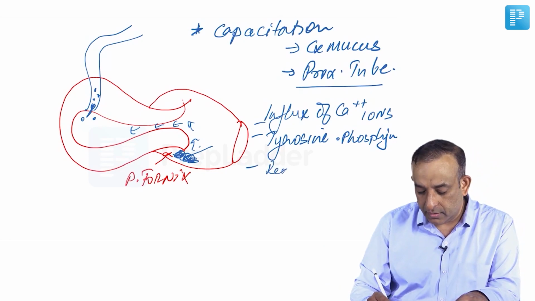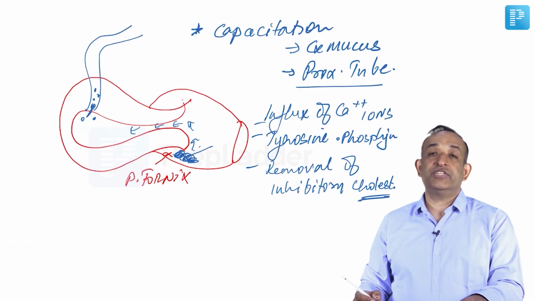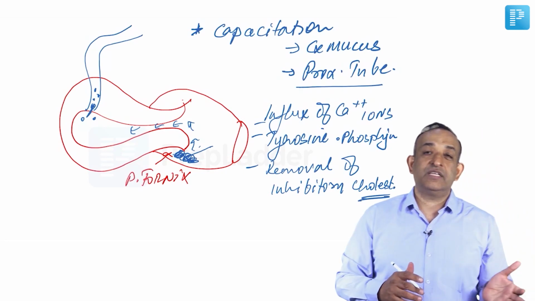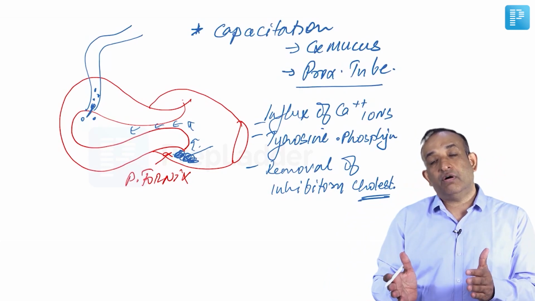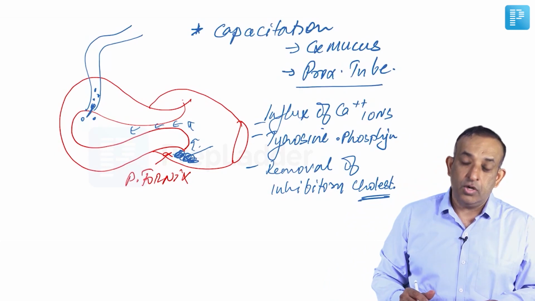removal of the inhibitory influence, inhibitory cholesterol. So, removal of the cholesterol, tyrosine phosphorylation, and the influx of the calcium ions, this is what is the process of capacitation, that is the sperm is basically getting ready for fertilizing the oocyte.